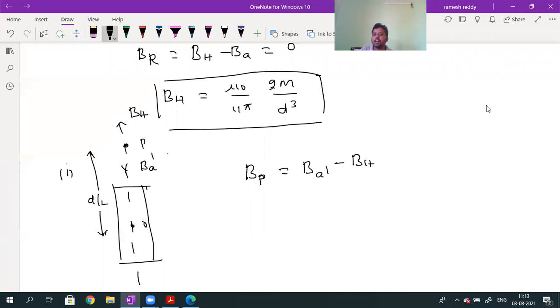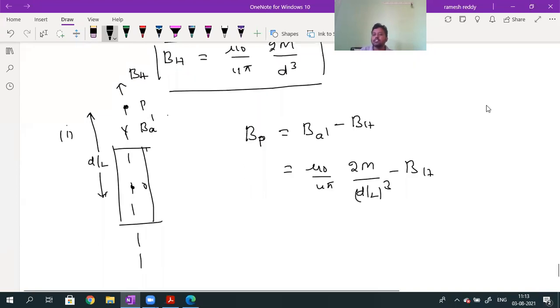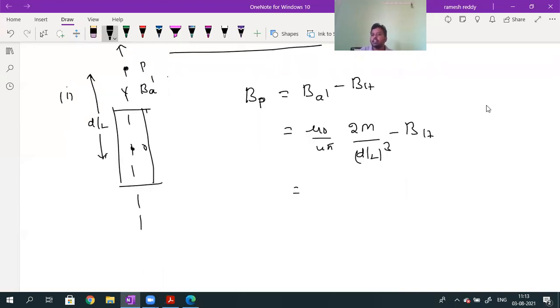What is the BA dash formula? Mu naught divided by 4 pi into 2 into capital M divided by D cube, where D value will be D by 2 whole cube, minus BH. D by 2 whole cube, this 2 cube value will become 8, and 8 will go to the numerator. Mu naught by 4 pi into 2M by d cube value is equal to BH. So 8 into BH minus BH, what I will get as the answer is 7 into BH. This is the resultant magnetic field induction at point P.